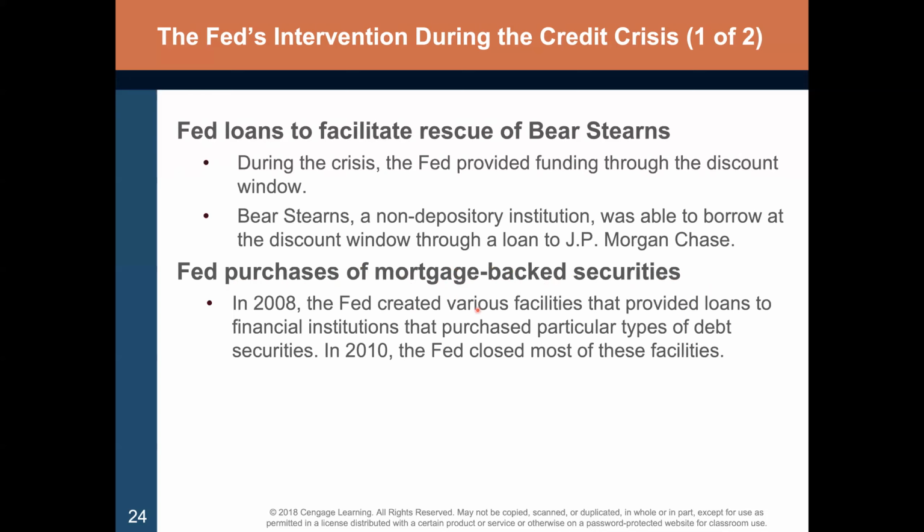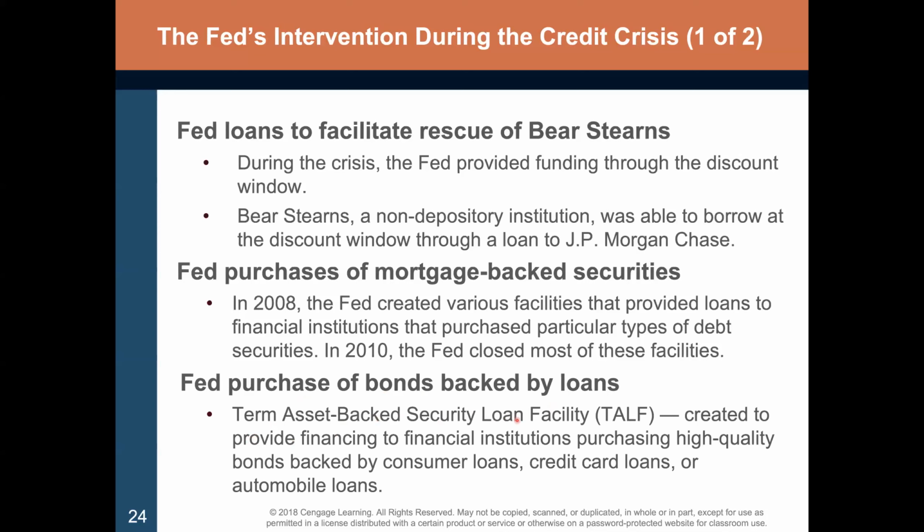In 2008, the Fed created various facilities that provided loans to financial institutions that purchased particular types of debt securities. In 2010, the Fed closed most of these facilities. I know a gentleman in New York who made a lot of money standing in between the Fed and purchasing these types of securities, and was able to unwind them in such a way that he made a lot of money. The Fed purchased bonds backed by loans.